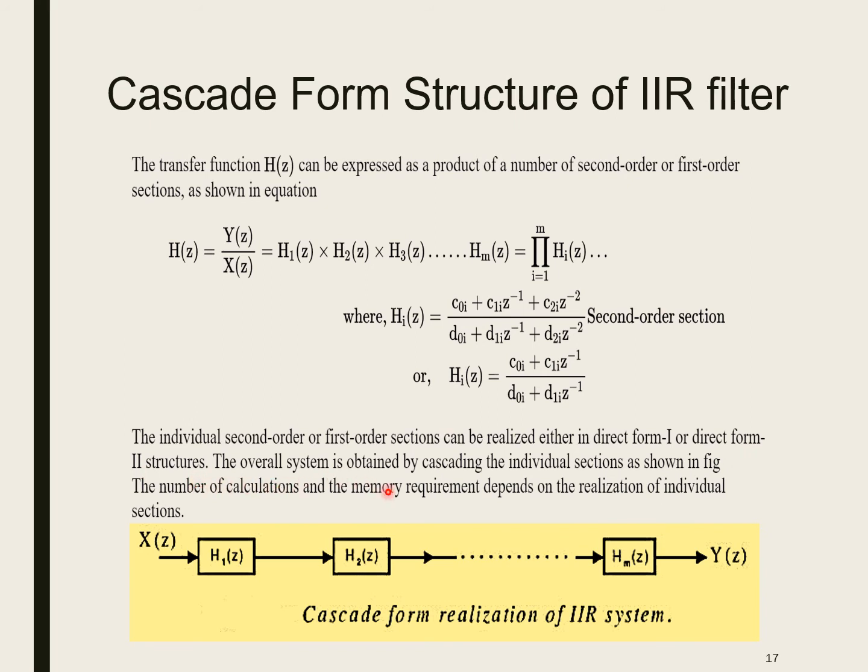The overall system is obtained by cascading the individual sections as shown in the figure. So the number of calculations and memory requirements depends on the realization of individual sections. Cascade, in the sense H1 of z, H2 of z, H3 of z up to HM of z, which gives our Y of z, right?